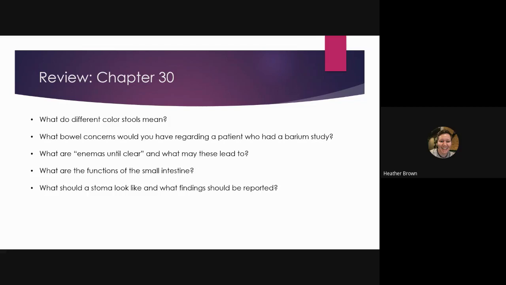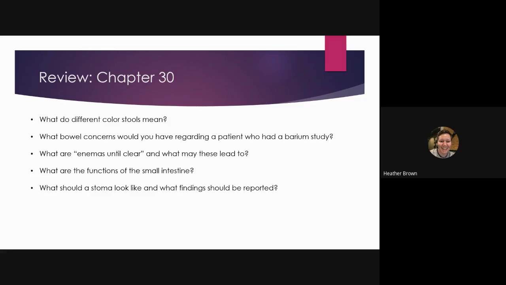It should look like a healthy mucous membrane, like the inside of the mouth, right? Nice and pink or red, nice and moist. Now, when the stoma is pale, this indicates that there's compromised blood flow. It's not getting that oxygen, it's not getting that blood flow. And this needs to be reported immediately to the primary care provider. So a pale stoma is bad. A stoma should look like a nice, moist mucous membrane.